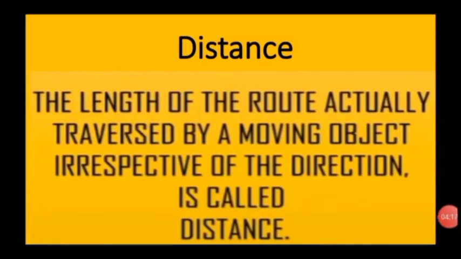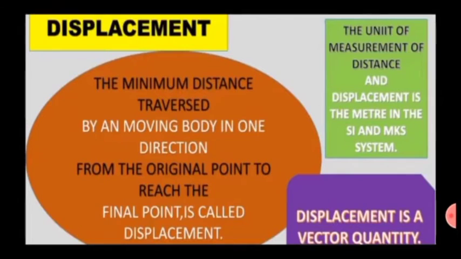The length of the route actually traversed by a moving body, irrespective of the direction, is called distance. Distance is a scalar quantity. The distance of an object can be defined as the complete path traveled by the object. For example, if a car travels east for 5 km and takes a turn to travel north for another 8 km, the total distance traveled by the car shall be 13 km.